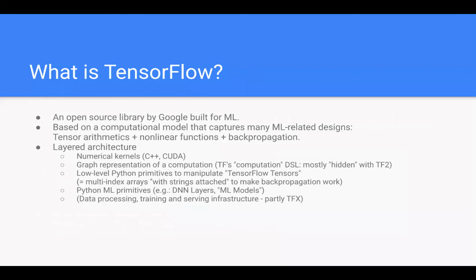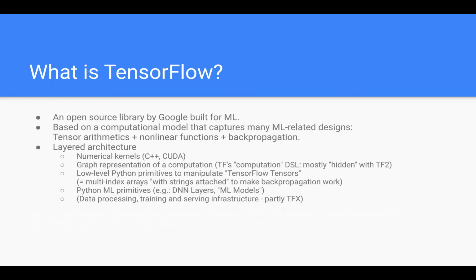Now, let's focus on TensorFlow. What is TensorFlow? Nominally, it's an open source library built by Google to support machine learning. And it provides a computational model that captures many machine learning related designs. So what it gives us is tensor arithmetics plus nonlinear functions on tensors plus backpropagation. Backpropagation basically means fast gradients.